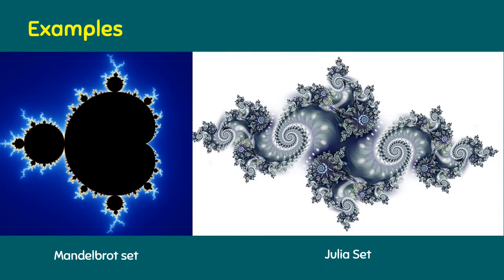Here are some examples of fractals. We have the Mandelbrot set. We also have the Julia set. As you can see over here, if you zoom in, you will again see the same pattern. There is a video later that you can watch, and it will discuss how the mathematicians were able to come up with the Mandelbrot and the Julia set.